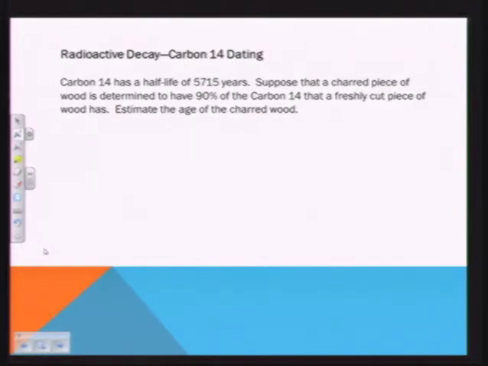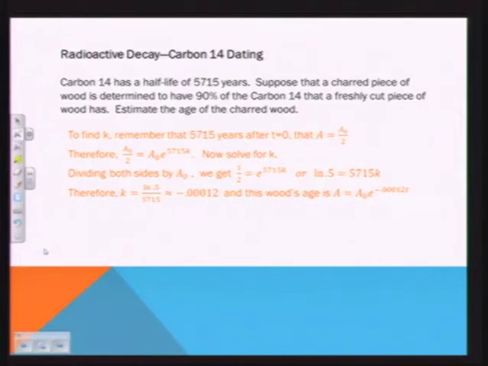So let's suppose that a charred piece of wood is determined to have 90% of the carbon-14 that a freshly cut piece of wood has. We need to estimate the age of the charred piece of wood. Well, in this case, we need to look at our model first of all, and remember the model is the amount at any given time equals the initial amount, e to the kt. Now, since we're decaying, we're going to be expecting k to be a negative number.